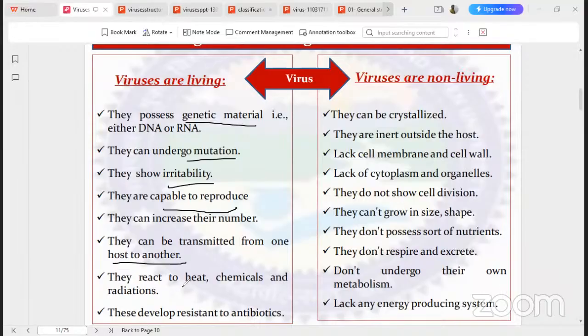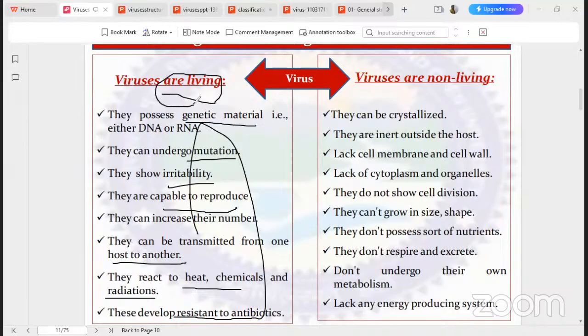You can see they react to heat, chemicals, and radiation. With heat, chemicals, or radiation, we can control the virus. These develop resistance to antibiotics. These all are the characteristics of living beings.